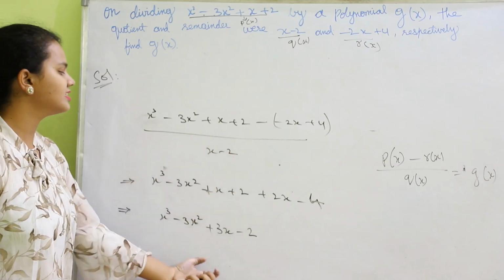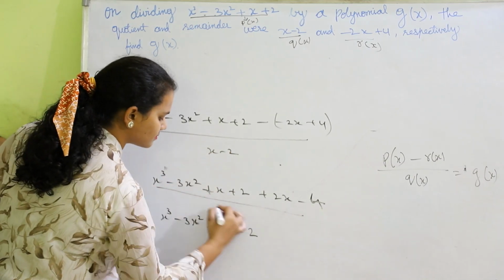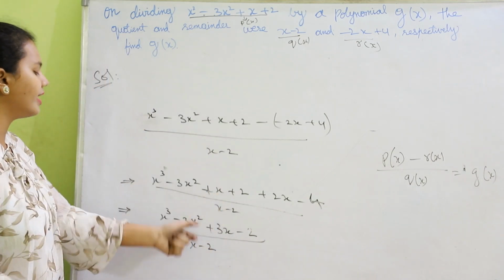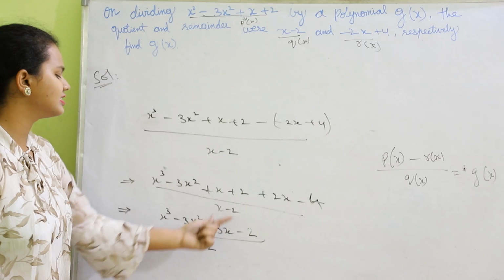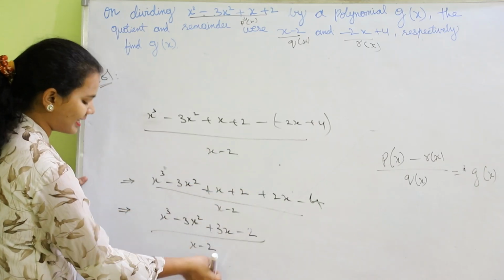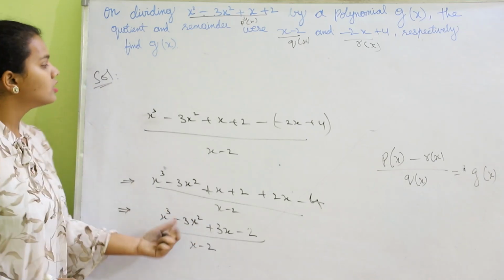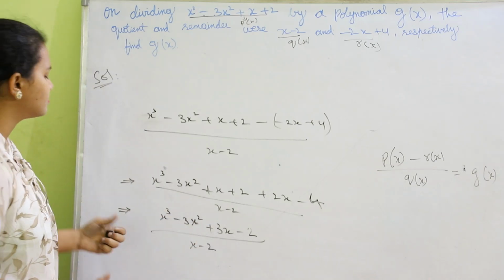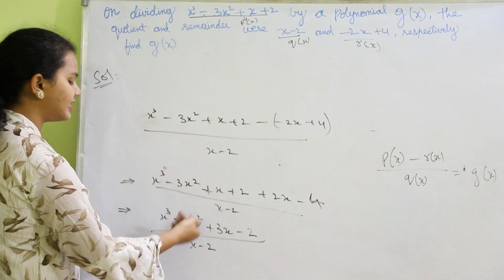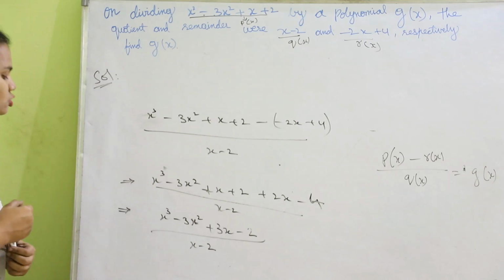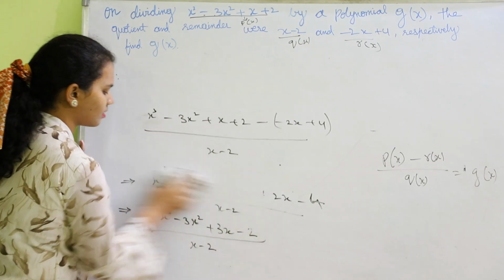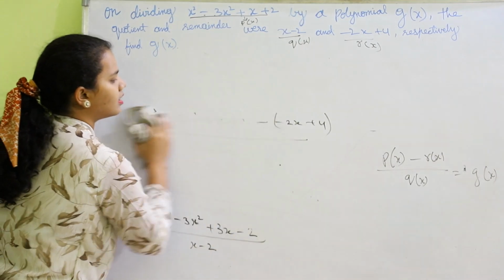Now what to do? Add this x minus 2. It's a common thing, so you can add it here. I just kept it aside for some time. Now we have minus x minus 2, x minus 2. Now divide it: x cube minus 3x square plus 3x minus 2 divided by x minus 2. Now divide this.